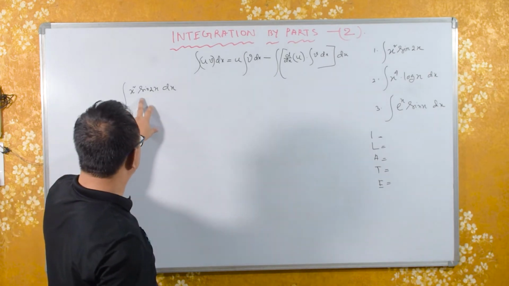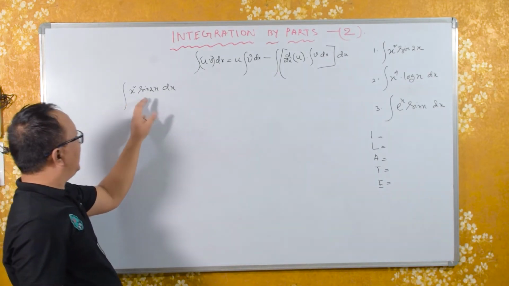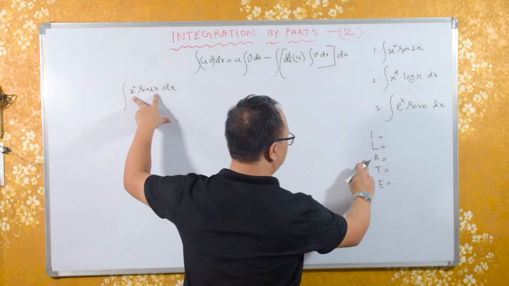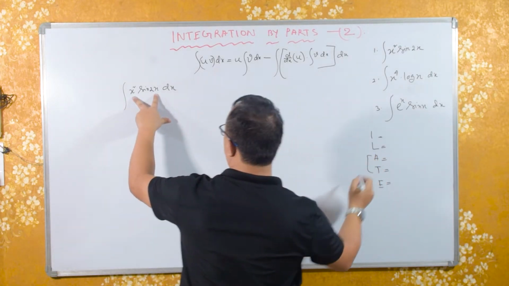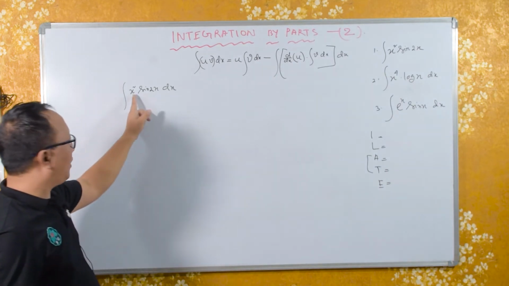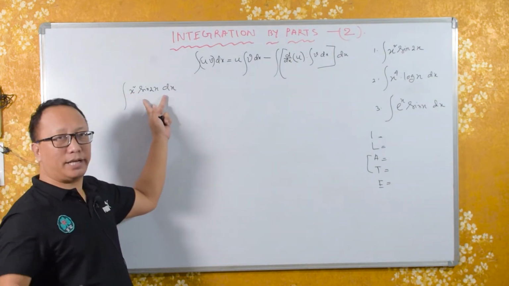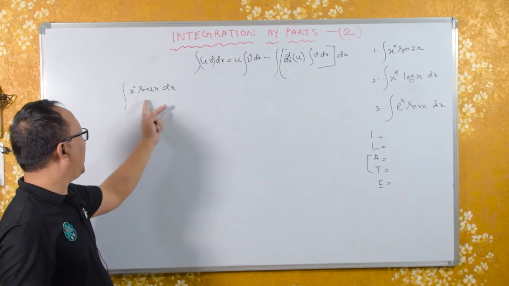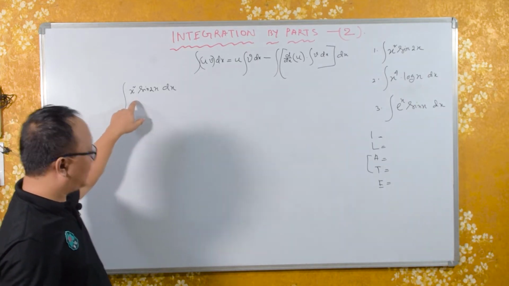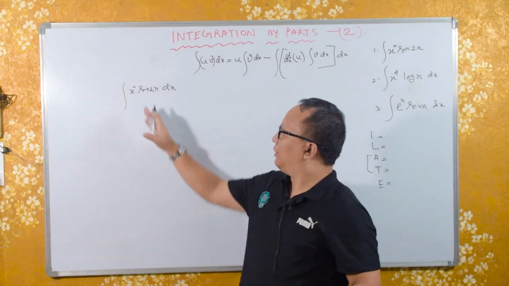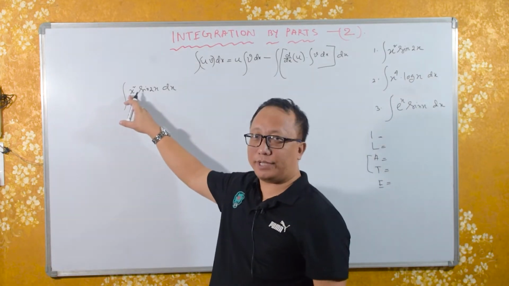Now in this, x square is algebraic, and then next is trigonometric. Algebraic, trigonometric, which one is first? Algebraic is first. Okay, so x square we have to consider as u, sine 2x we have to consider as v. Otherwise you can do one thing. You choose the function which is differentiable, and when differentiated, it becomes very easy.